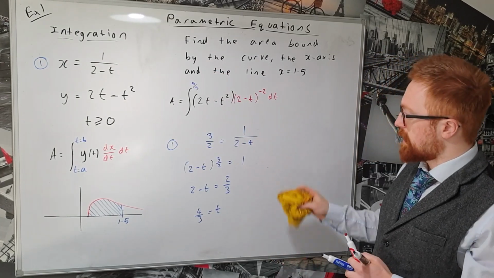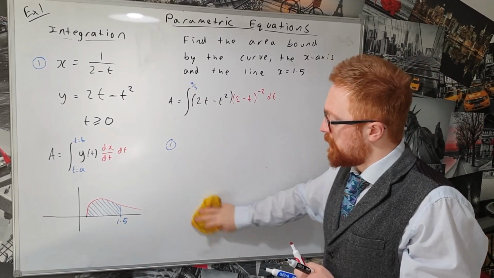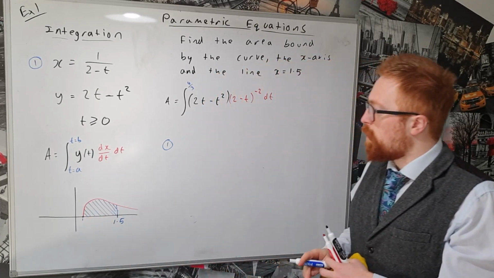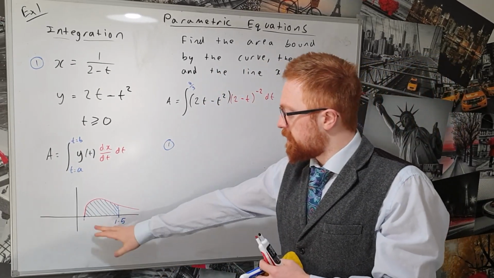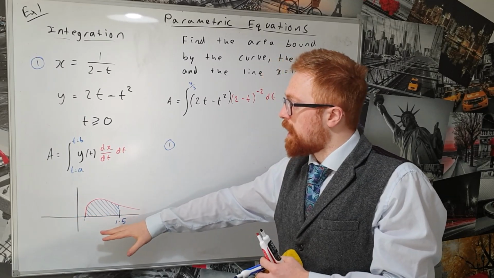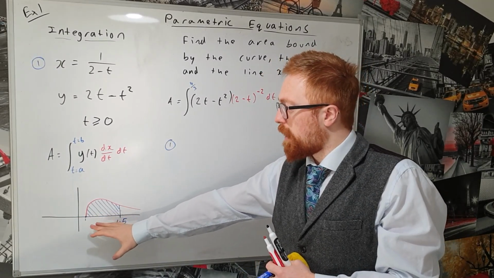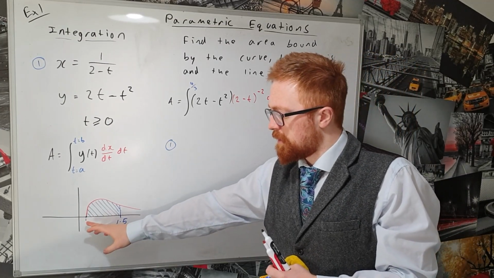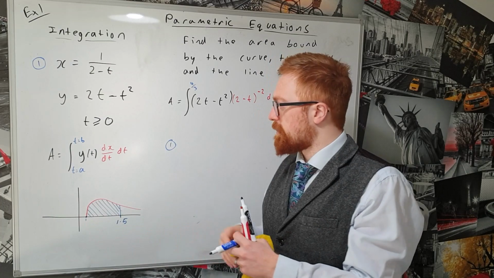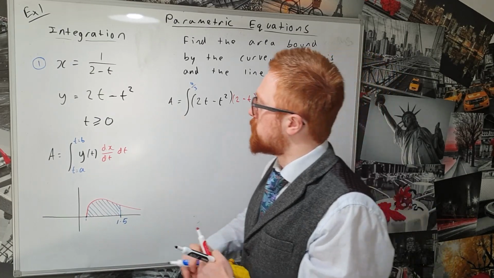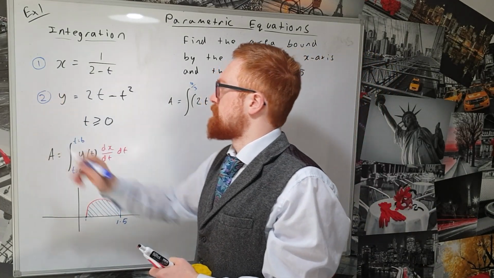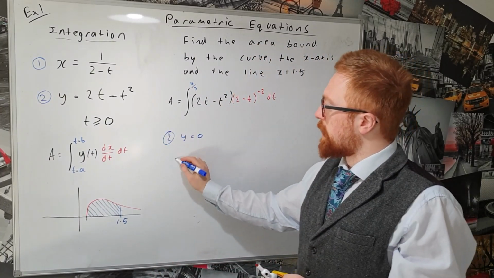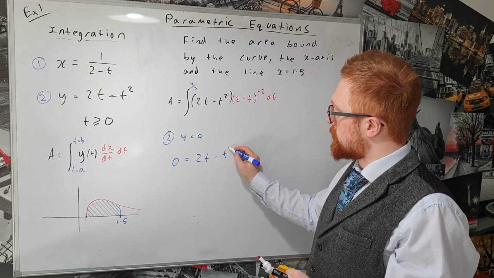Okay, so the next thing we need to work out is this second limit here, because we need a lower limit. Now, this point is on the x-axis, which means it takes a particular value of y. Do you know what value of y it's going to take? Exactly, that has a y coordinate of 0. So this time we're going to use equation 2, and we're going to let y equal 0. So we get 0 is equal to 2t take away t squared.